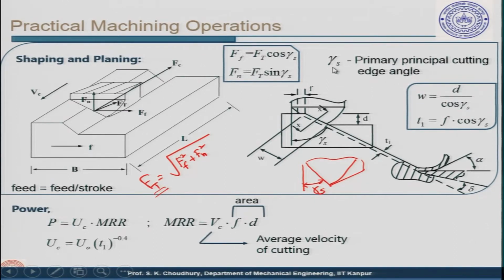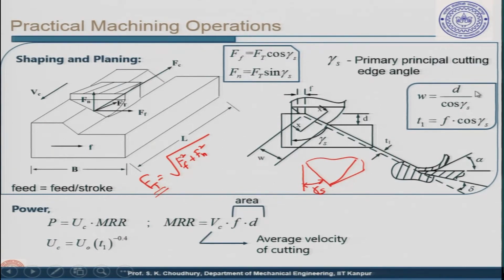Gamma s, as I said, is different here from the turning. In turning it was the side cutting edge angle. Here, this is the tool in case of shaping, and this angle is called the primary principal cutting edge angle, because the principal cutting edge is here, this is the principal cutting edge. So, therefore, this angle from here is called the primary principal cutting edge angle. Okay.